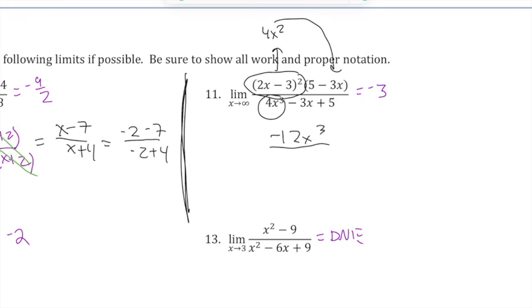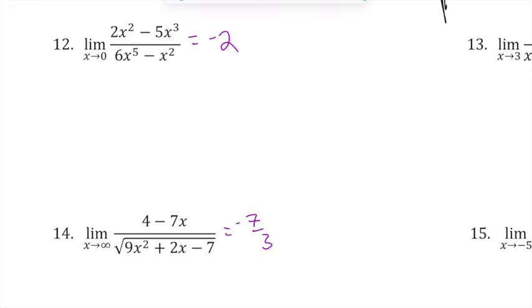And on the denominator, we can see we have a 4x squared, or cube, sorry. Those cancel. So this is negative 12 over 4, and we got to plug in x equals infinity, but there is no x, so this is just equal to negative 3.